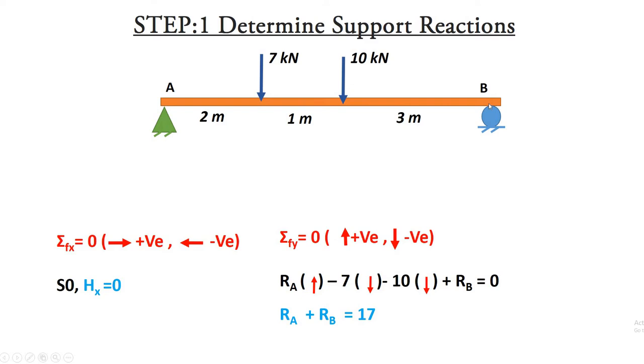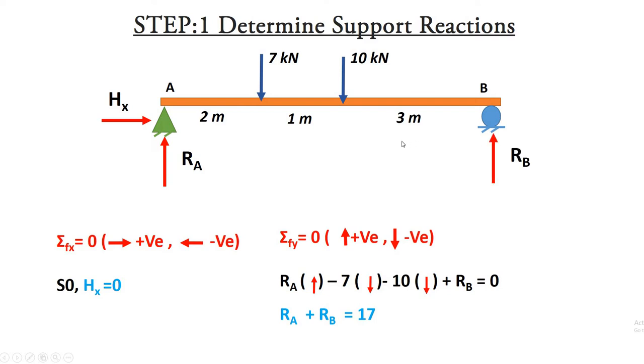Now, for this simply supported beam AB, this support is a hinge support. So how many reactions do we have for a hinge support? We have two reactions, horizontal and vertical. So horizontal reaction at A and vertical reaction at A, and this one is a roller support. For a roller support we have one reaction.